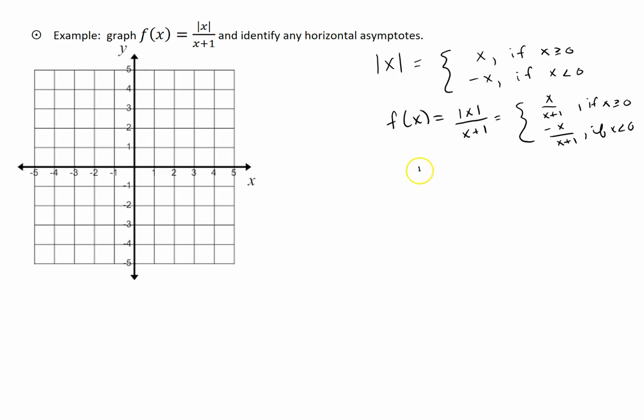One thing that is important to note is that f of x does not exist if x plus 1 equals 0, so x equals negative 1 is going to be a vertical asymptote. I'm going to go ahead and mark that on my graph just so I don't forget. Vertical asymptote here. Now I want to find the horizontal asymptotes, which I will need for my graph.